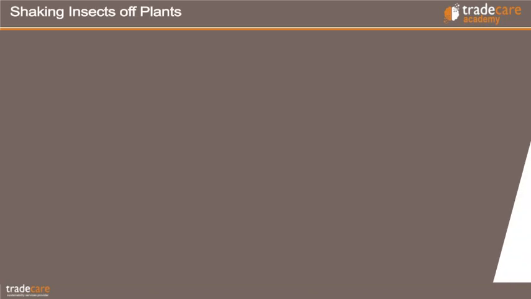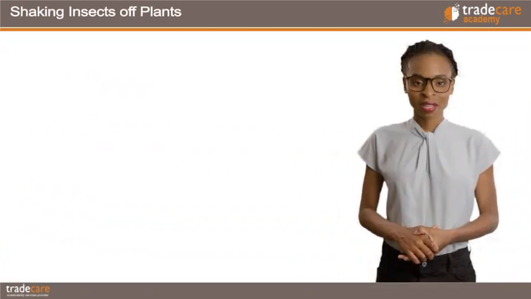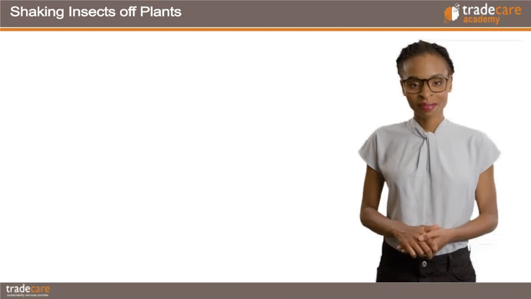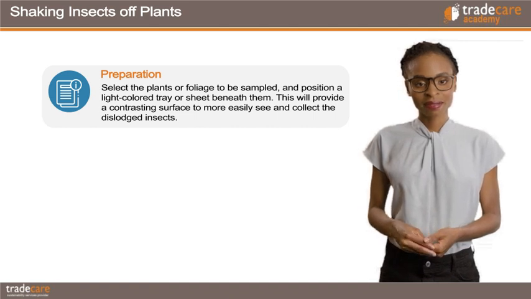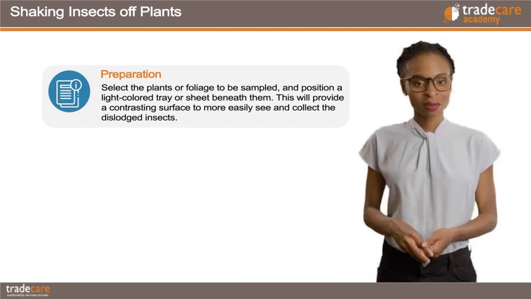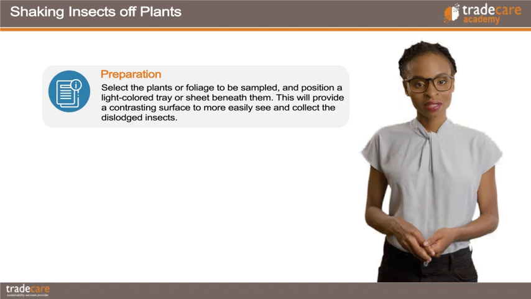Let's delve deeper into the technique of shaking insects off plants. Preparation. Select the plants or foliage you want to sample and position a light-colored tray or sheet beneath them. This contrasting surface will help you see and collect the dislodged insects more easily.